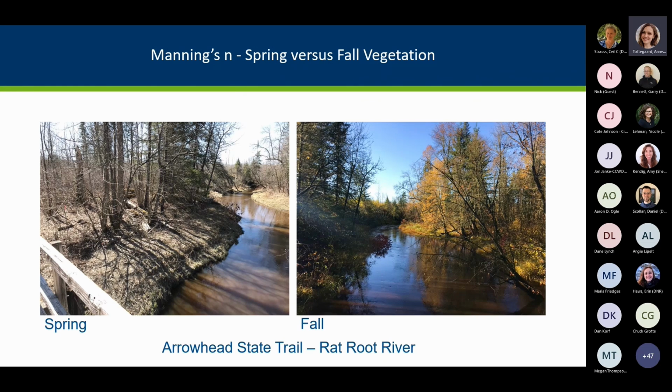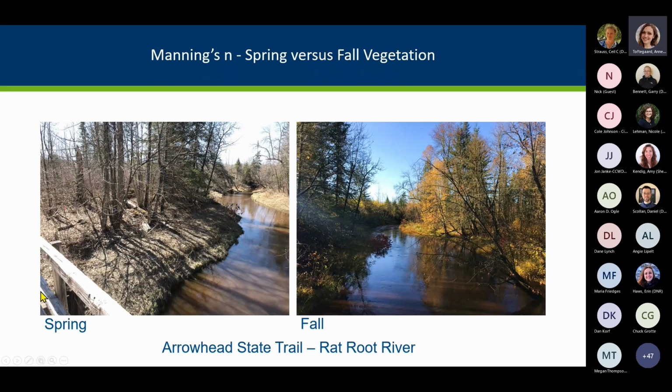So here's an example of spring versus fall conditions on a stream and how the Manning's N value can change. These are some pictures that I took of the Arrowhead State Trail, the Rat Root River, and the picture on the left shows some spring conditions, where, as you can see, there's less vegetation, and the floodplains are going to have a smoother surface.